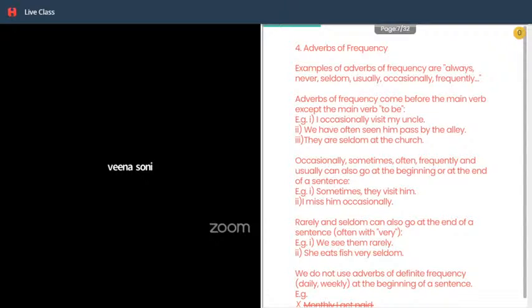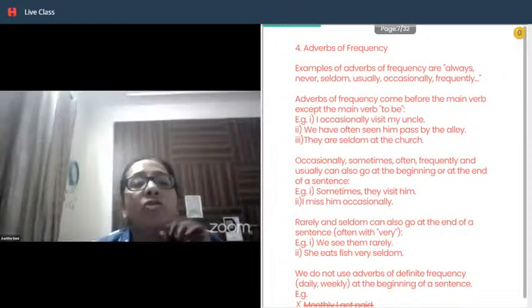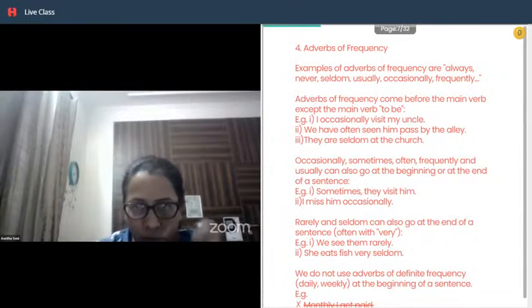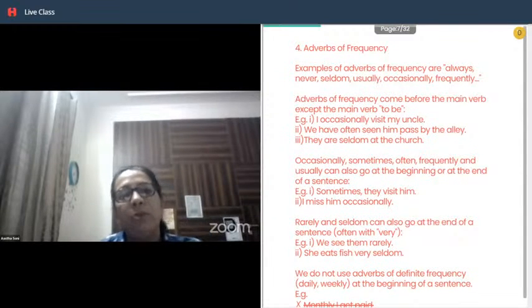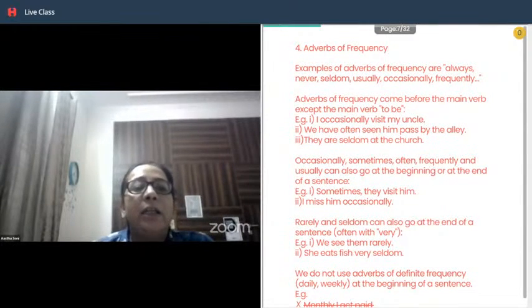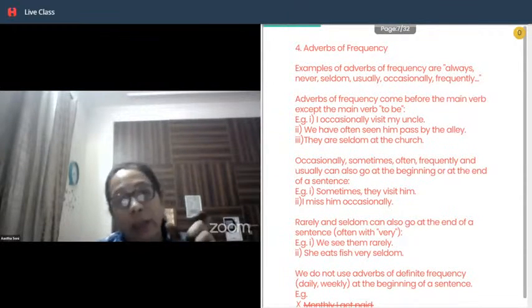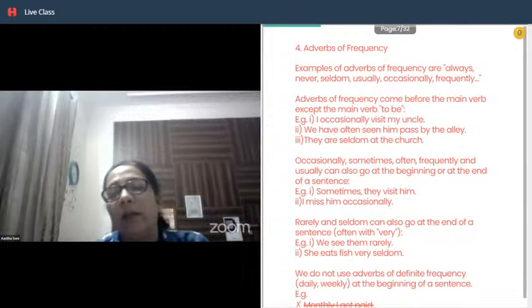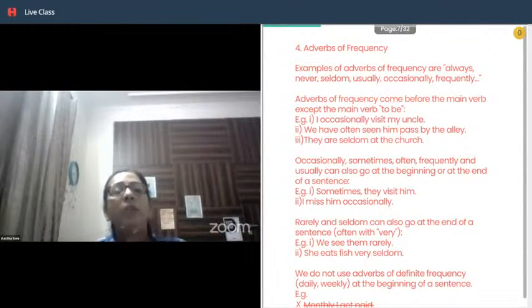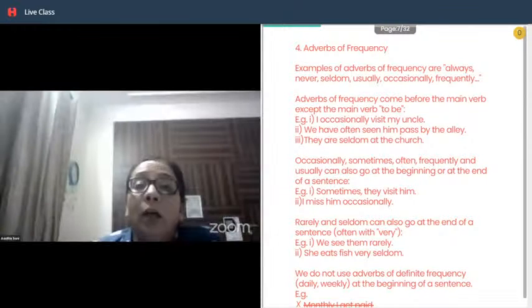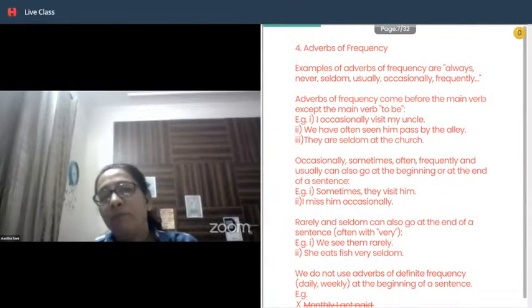We have often seen him. So here the adverb comes just after the helping verb, has or have. We put the helping verb and then the frequency word. Third sentence: they are seldom. We have the plural form they, then are, which is a helping verb, and then immediately the frequency word. So that is a little change when we talk about usage of adverbs of frequency. Otherwise, time, place and manner will always be after the object.